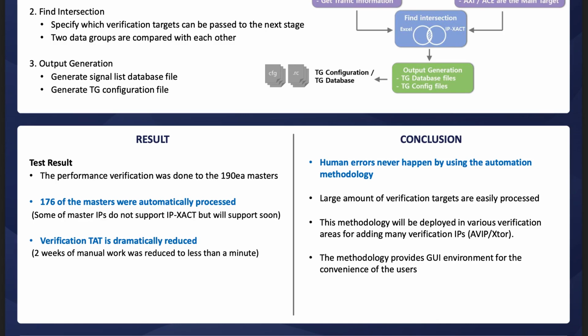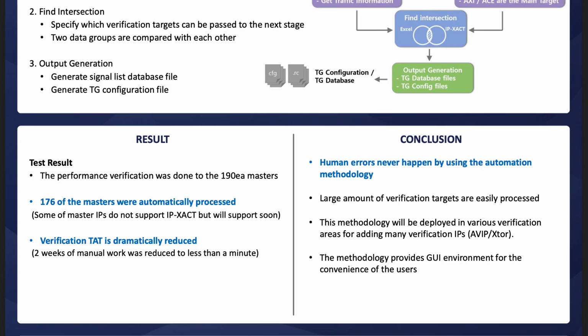We applied this methodology to the test environment for the development. Test was done for the 190 masters, and the automation methodology successfully generated the outputs. 176 masters were automatically processed. 24 failures mean that some of the IPs are not found in the IP-XACT because the IP does not support IP-XACT, which will be fixed very soon.